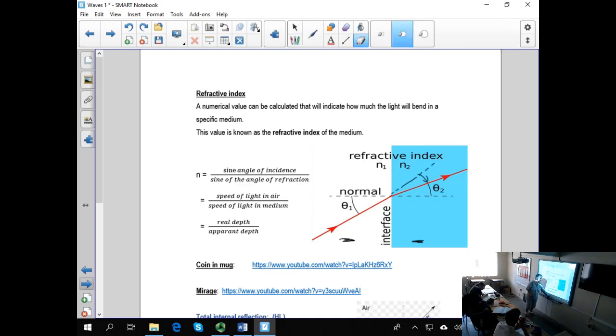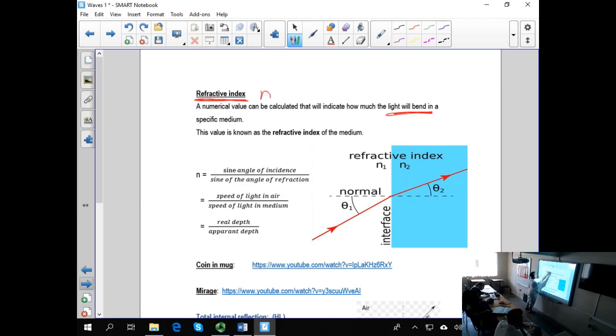Okay, now we can work out for a specific medium the amount of refraction that will occur. And that is called the refractive index. It's a numerical value that can be calculated that will show how much the light will bend in a specific medium when it travels from one to another. Okay, the formula.